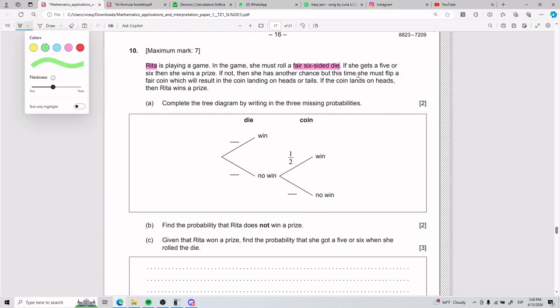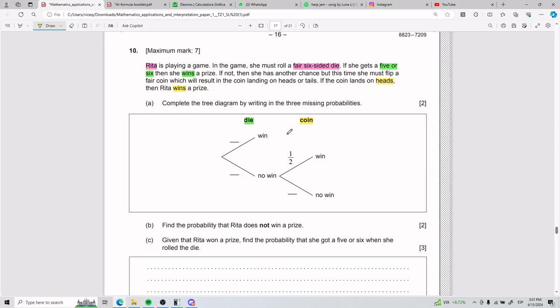Alright, so it's very important that we understand that first, it's the die, where it's a 5 or a 6 to win, and later on, it is a coin. And in this coin, if it's heads, she wins. Okay? So that is the key information we have to consider. And for part A, we need to complete the tree diagram by writing in the three missing probabilities.